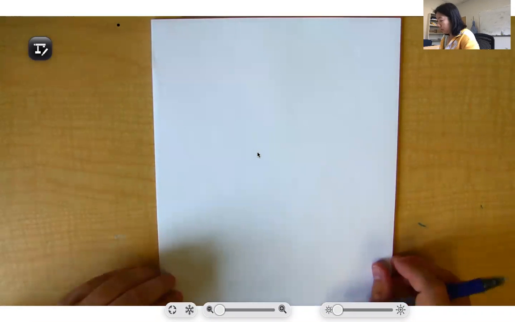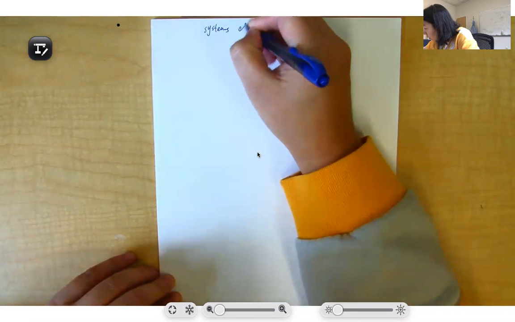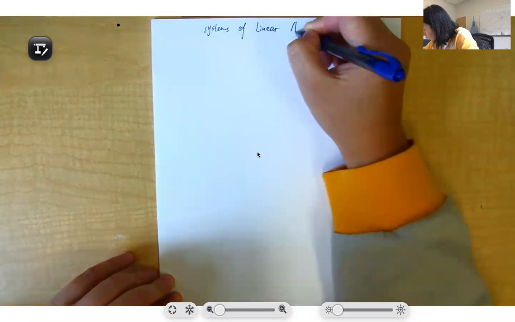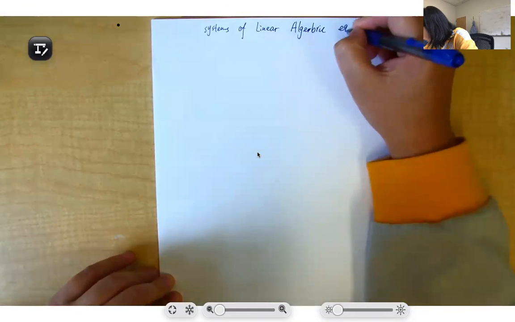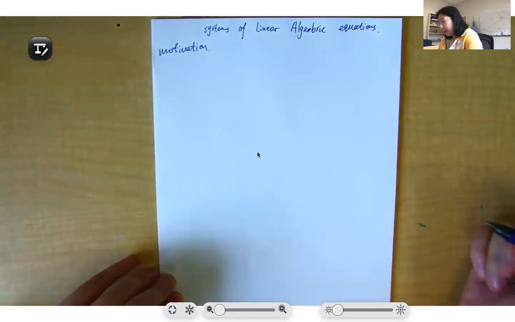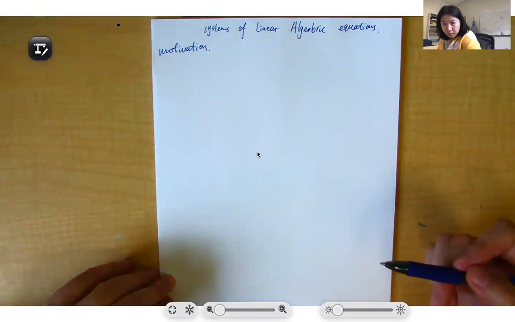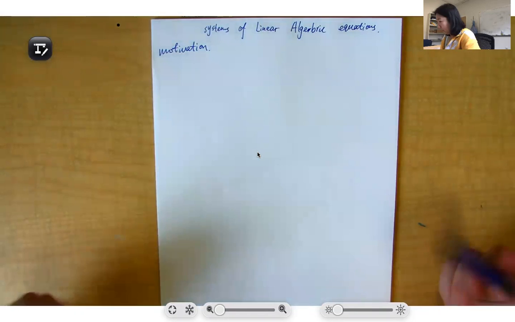Okay, so now we will talk about the motivation of the linear algebra system, why we need to learn such a system, what is the benefit of learning it. Linear algebra equations, and we will talk about general motivation. So the major motivation of linear algebra equations is just a shorthand representation of the linear system.